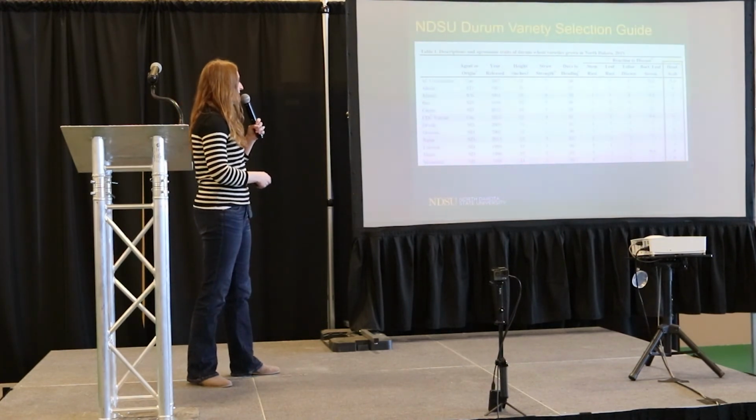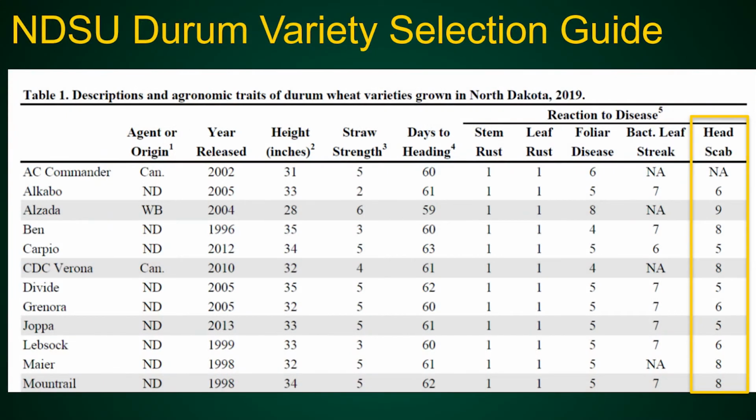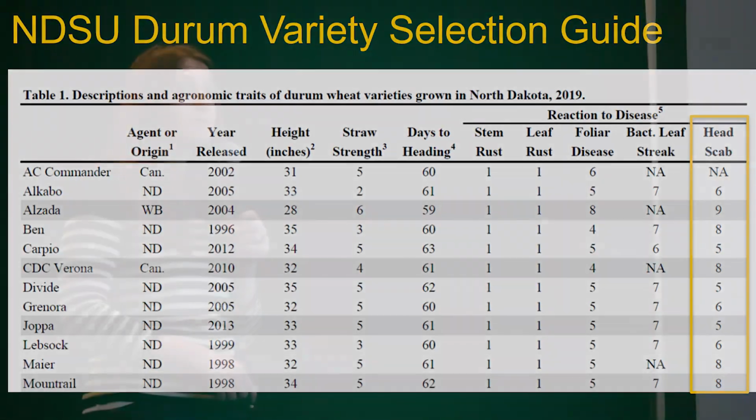So here are some release dates. Carpio was 2012. Divide was 2005. Montreal's 1998. And Grano was just released. What about Lebsock? When did that come out? Lebsock, 1999. The reason I asked is one of my neighbors went back to Lebsock durum because he thought that older variety had more resistance. I don't think that's a rule of thumb you could necessarily follow. We've certainly got some older varieties that have pretty crummy scab resistance.